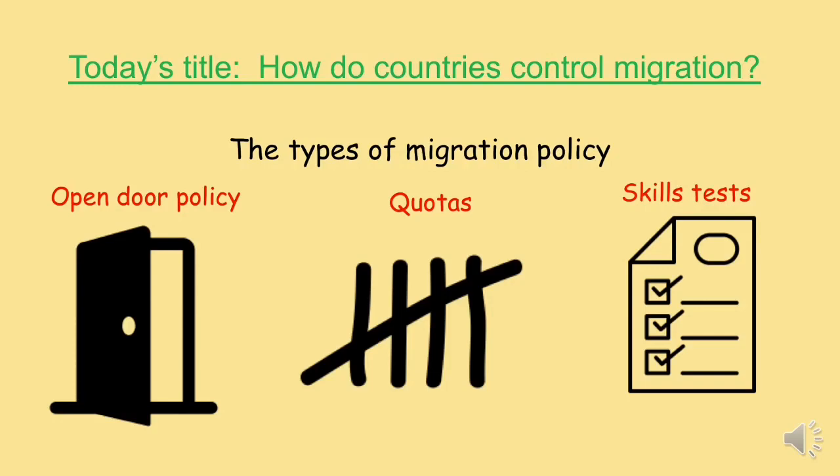or a particular type of person. And finally, and the one we're going to look at most today, is a skills test type migration policy. For this, migrants pass a skills test, which ensures that all migrants that come into a country are skilled and qualified. It often involves a points-based system where you have to have skills in certain areas to get enough points to qualify for admission.